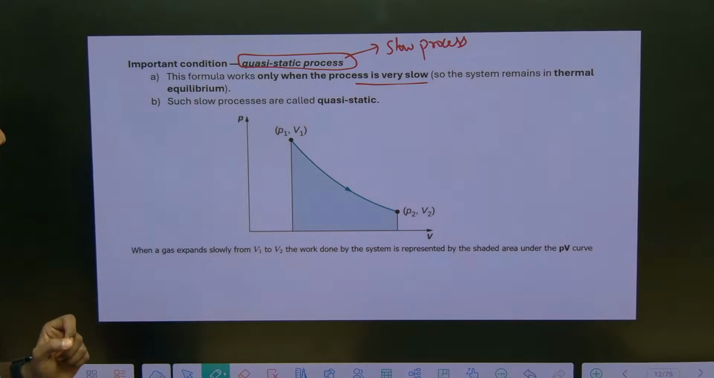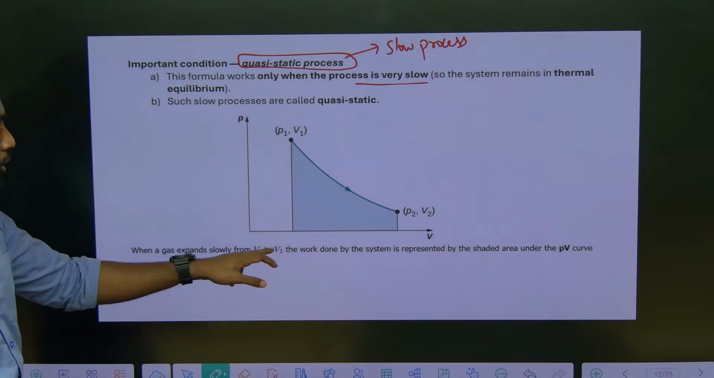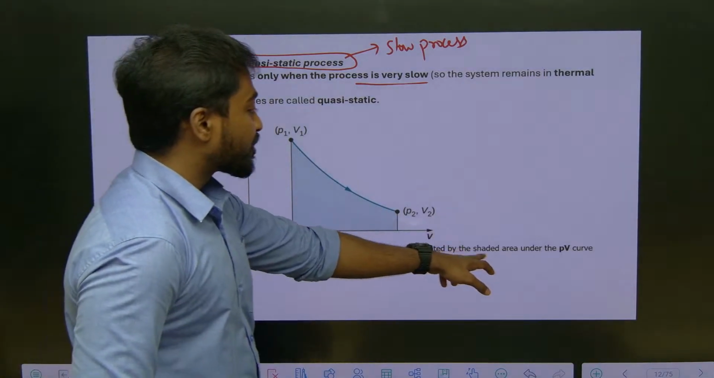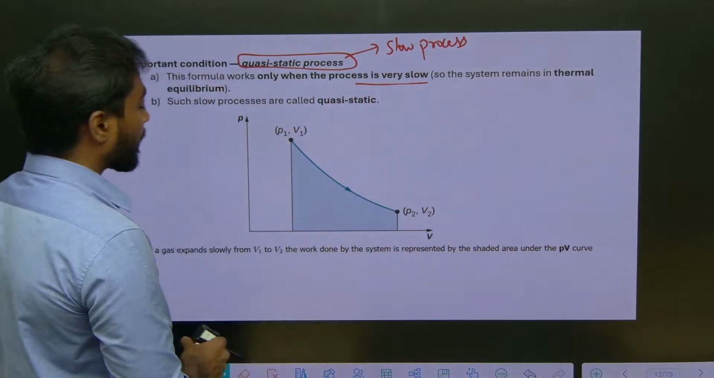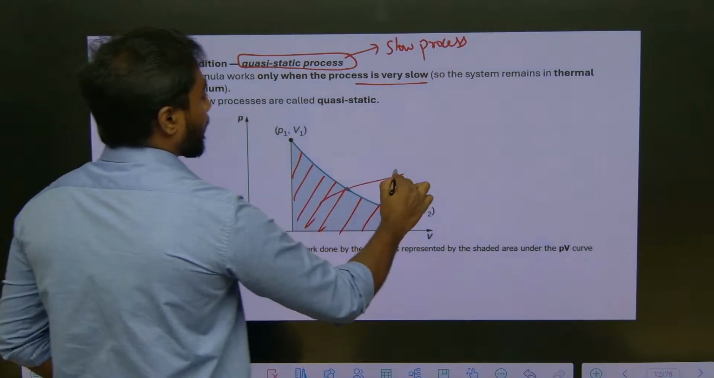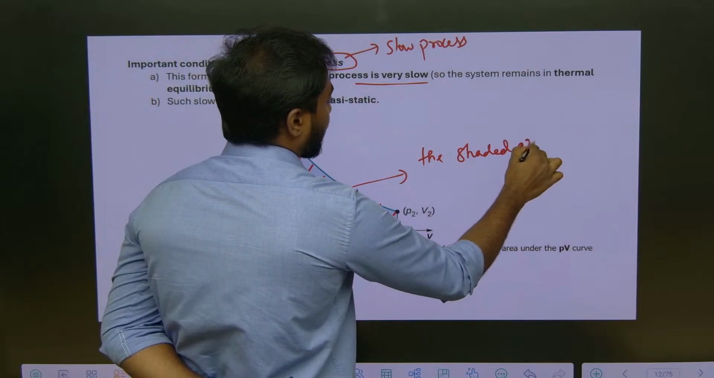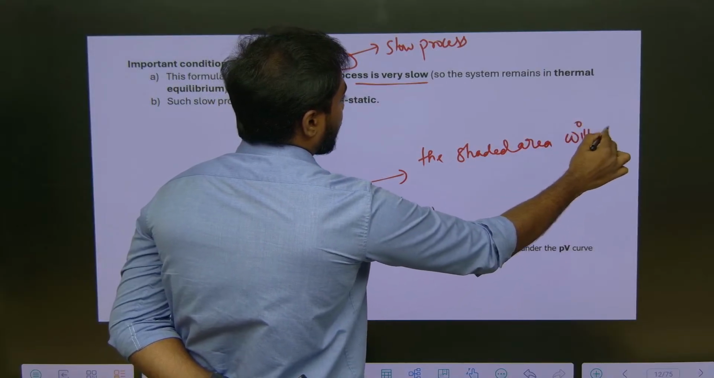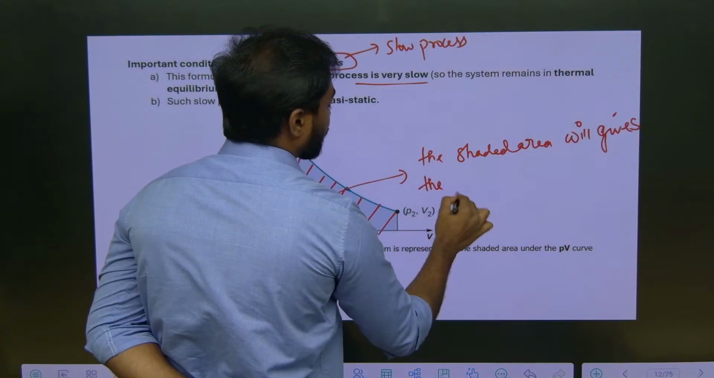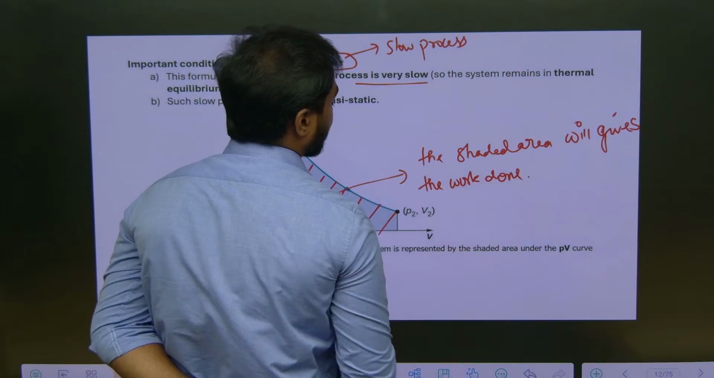Quasi-static. Okay. Now, when a gas expands slowly from V1 to V2, the work done by the gas is represented by the shaded area under the PV curve. So the shaded area gives me the work done.